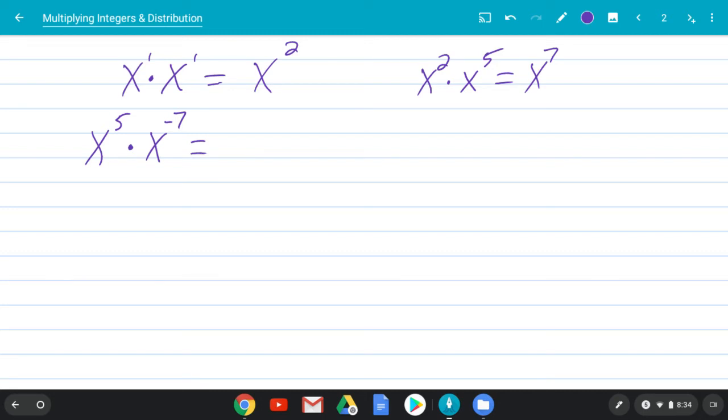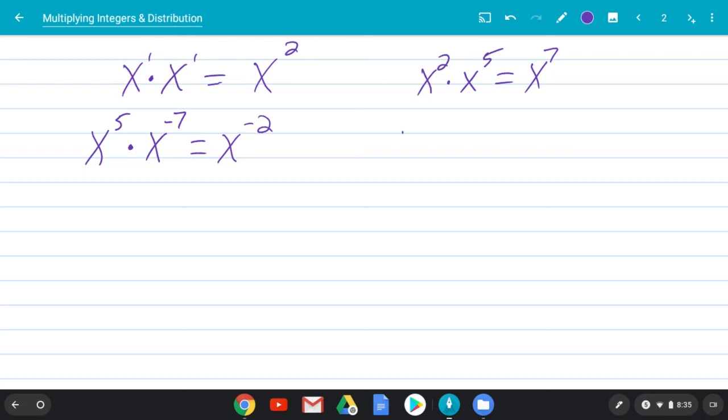X squared. Close, but no cigar. The answer is x to the -2. Remember, just like we talked about yesterday, since our signs are opposite, we're actually going to subtract. 7 minus 5 is 2, and that's good, but then we take the sign of the largest number, which in this case would be 7. It's negative, so my answer is negative.